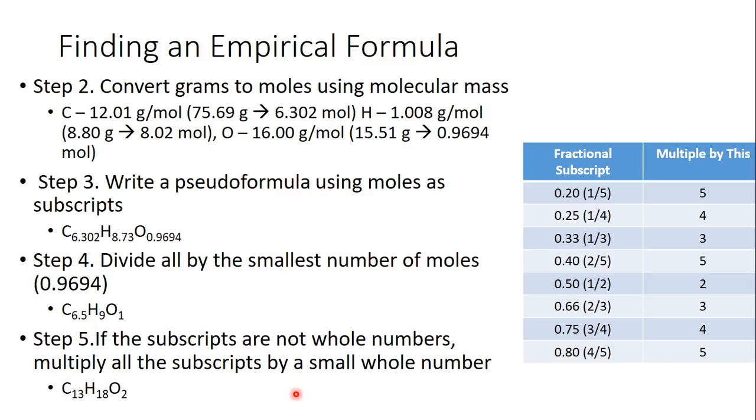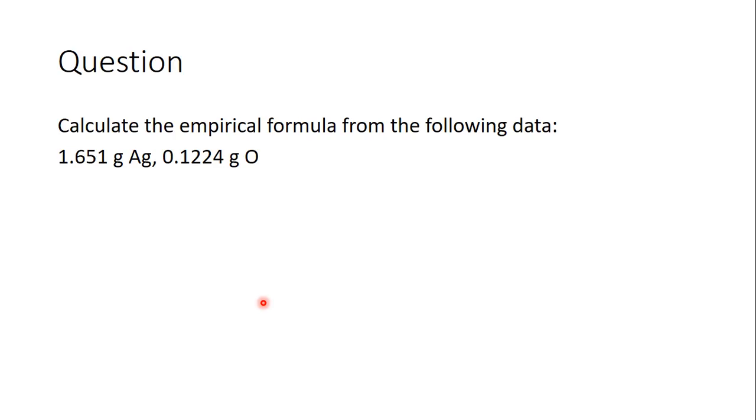Also, when doing this, you might get a number that's 0.98 or 0.02. Feel free to round if it's that small, round down or round up. So let's test your understanding of this. Let's calculate the empirical formula from the following data: 1.651 grams of silver and 0.1224 grams of oxygen. Pause the video, figure out the empirical formula, and come back when you have an answer.